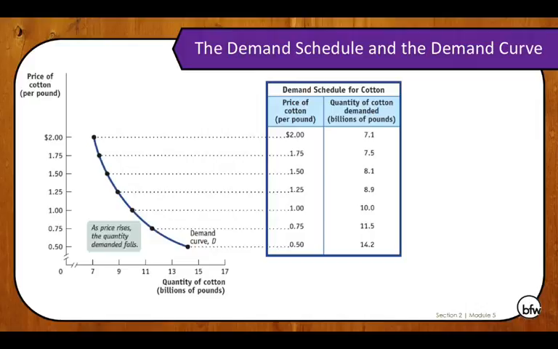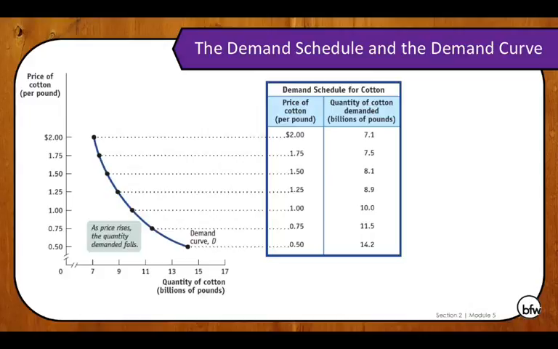So here, we plot these 7 prices as different points on the graph. Then we draw a line connecting each of those points, and that line is labeled capital D, and we call it the demand curve. The demand curve shows the inverse relationship between price, graphed on the y-axis, and quantity of cotton in billions of pounds, which is always graphed on the x-axis, or the horizontal axis. And we can see from the demand schedule that this shows that inverse relationship.